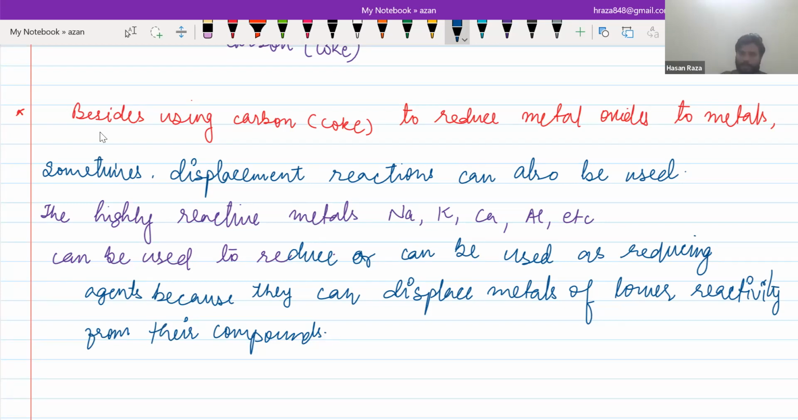You have already studied this in the first chapter. Please write it. And there is an important reaction that is used to join railway tracks, because in this reaction there will be evolution of a lot of heat energy. Please do this and let me know when you are done.